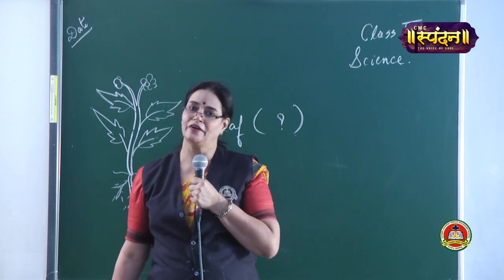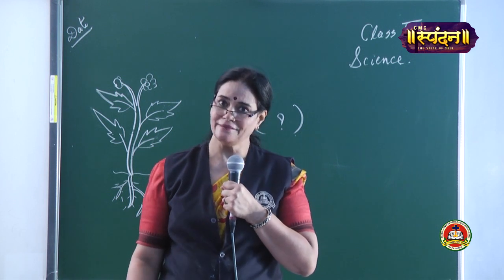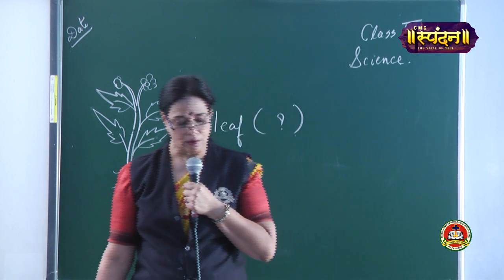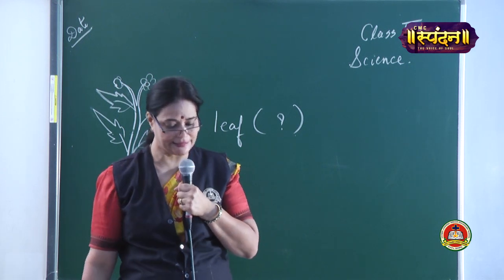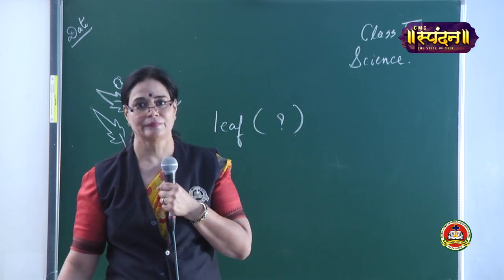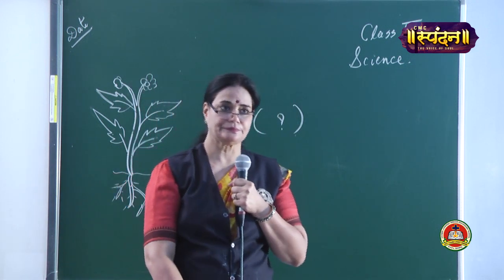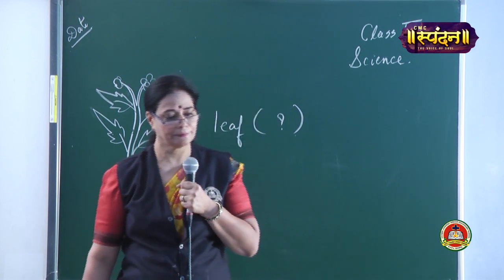Most plants have green leaves. Plants make their food in the leaves. Leaves are called the food factory of the plant. First of all, I want you all to underline this sentence. Leaves are called the food factory of the plant. Underline this sentence. And now turn the page to page number 164.